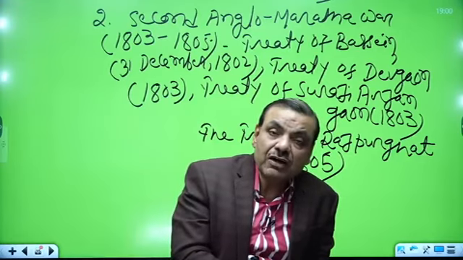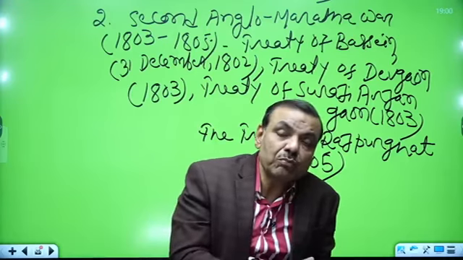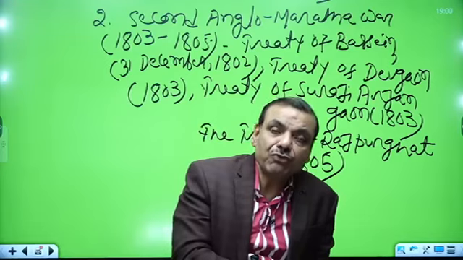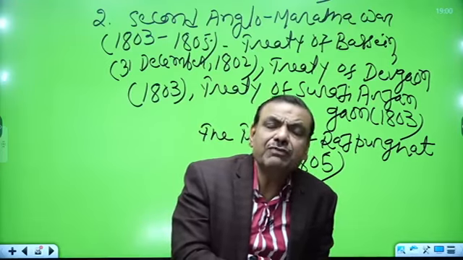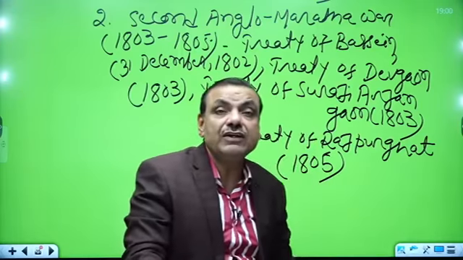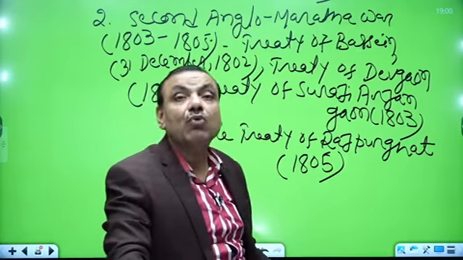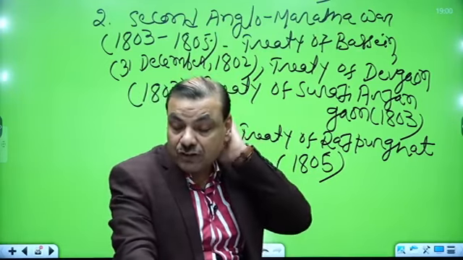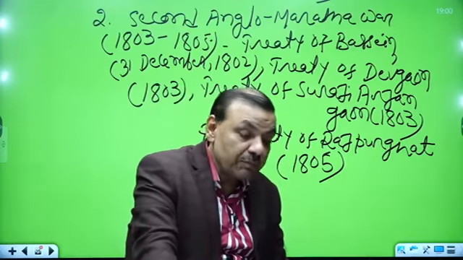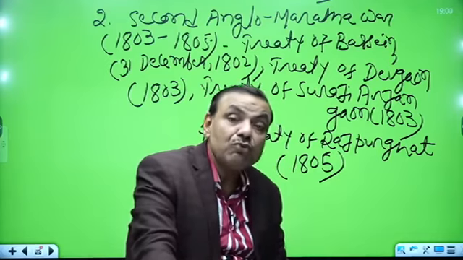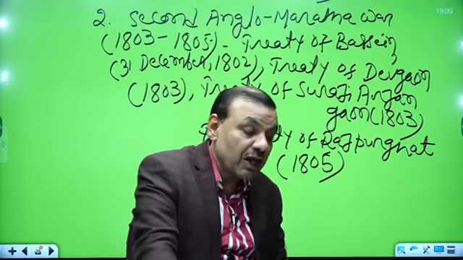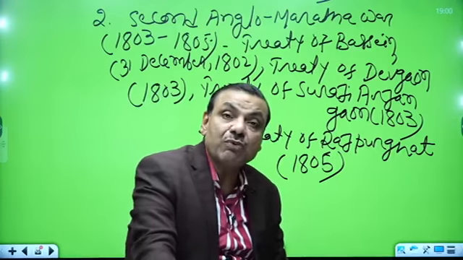Bhosle and Scindia formed the joint front, both of them combined together. But Yashwantrao Holkar refused to join their alliance. And Yashwantrao Holkar decided to carry the war alone. And he started the war against the British alone. On the other hand, the British company formed two commands. One northern command under Lord Lake and a southern command under Arthur Wellesley.